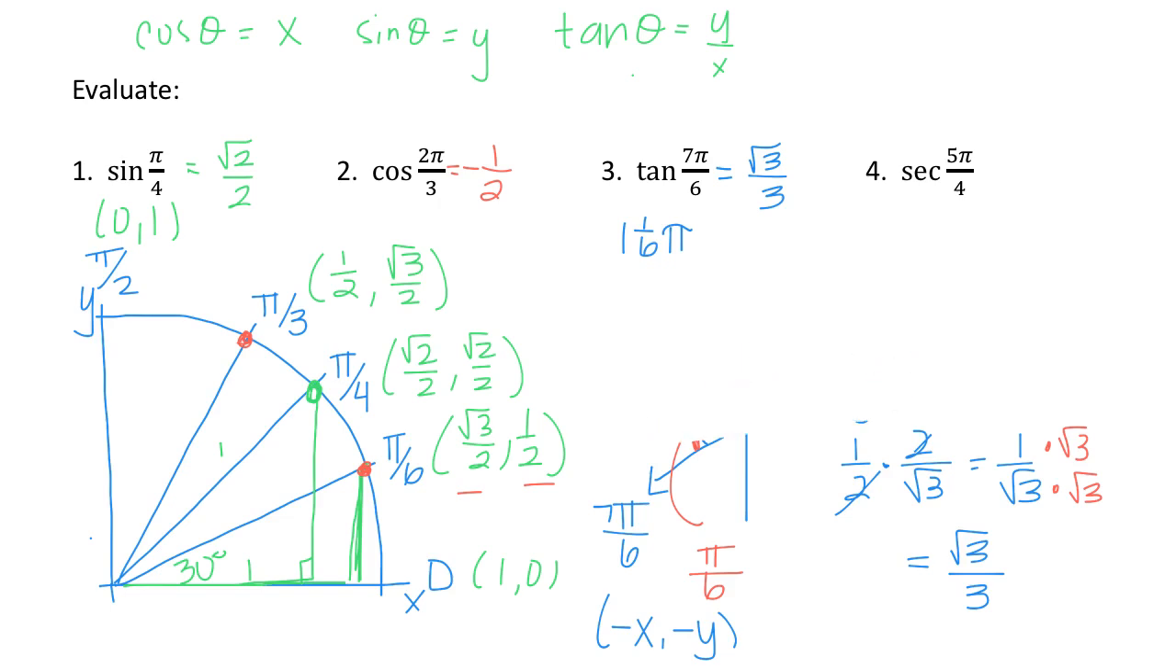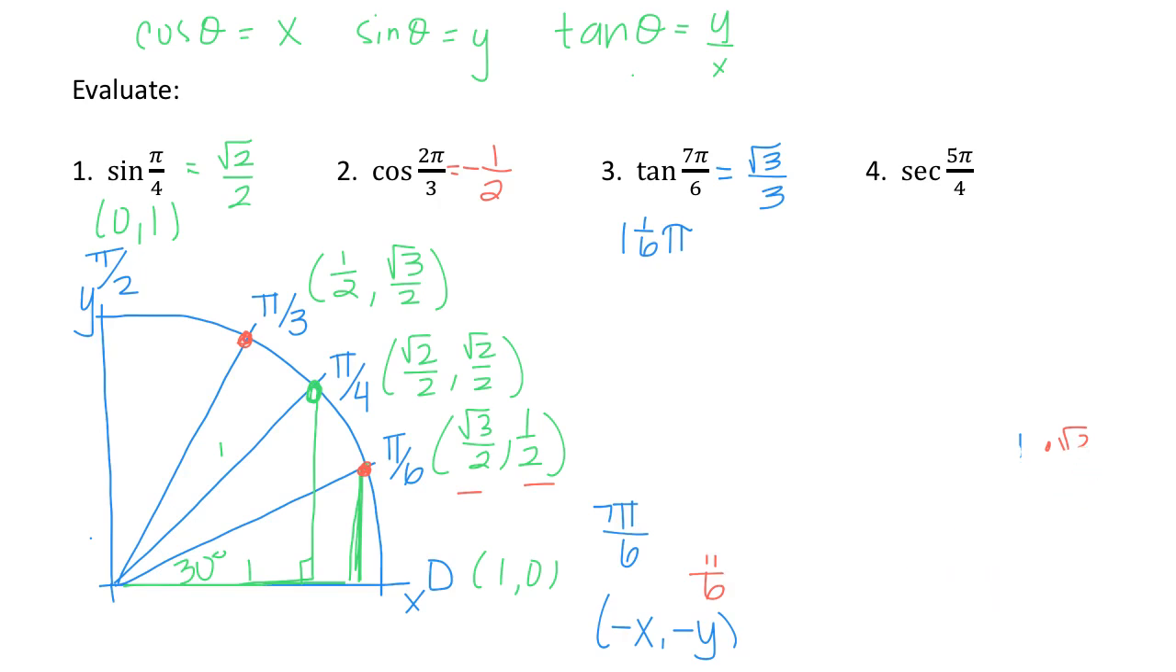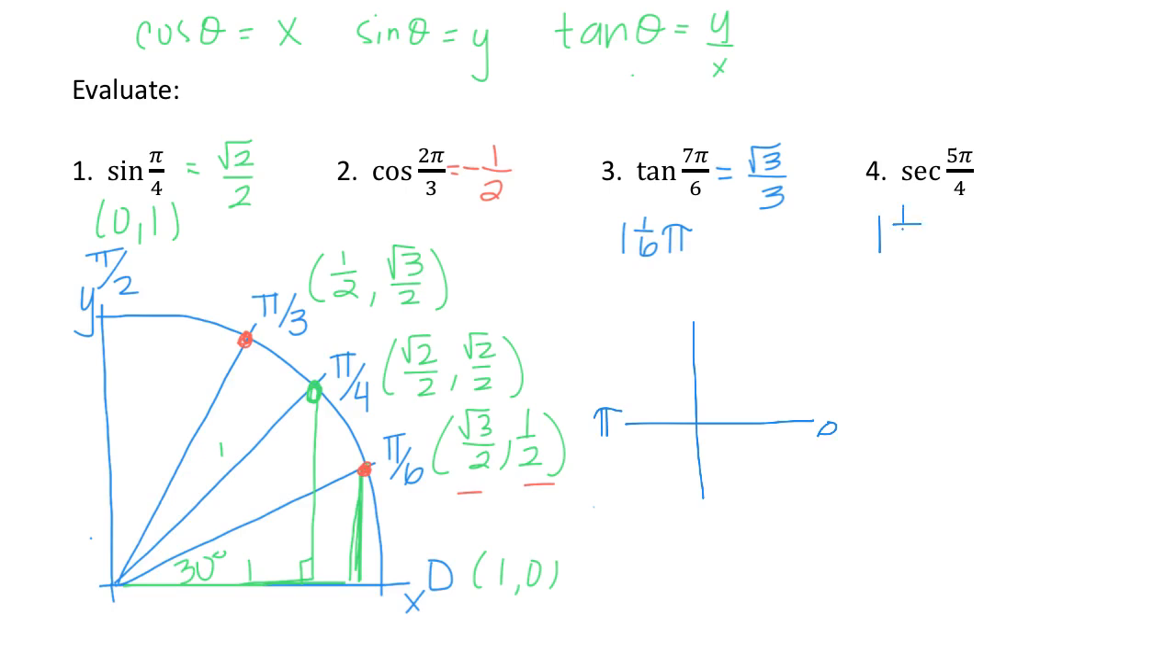Okay, finally I'm going to do secant of 5 pi over 4. So secant is actually the reciprocal of cosine. So if I could figure out what cosine of 5 pi over 4 is, I just do the reciprocal of that. So first I'm going to sketch where 5 pi over 4 is. 0 and pi. So 5 pi over 4 is 5 over 4, which is 1 and 1/4 of a pi. Let's go 1 and 1/4 down here.